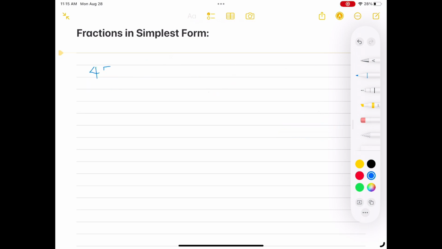Let's simplify the fraction 45/108. First, we get the prime factorization of 45. 3 goes into 45 15 times. And 3 goes into 15 5 times. So the prime factors of 45 are 3 times 3 times 5.